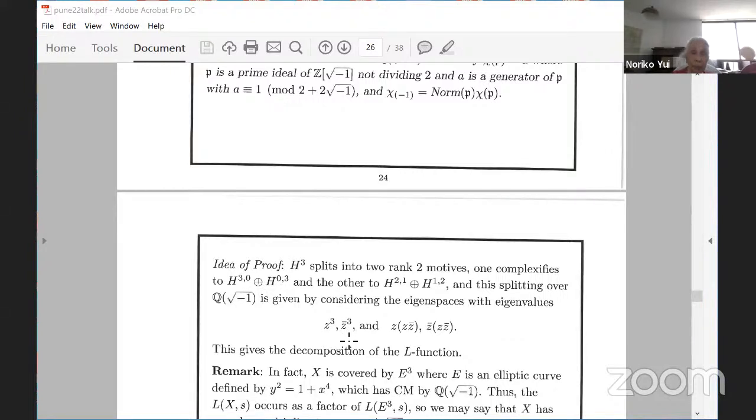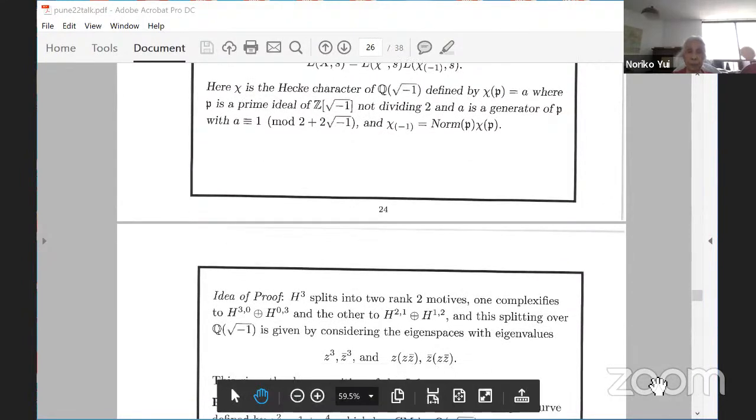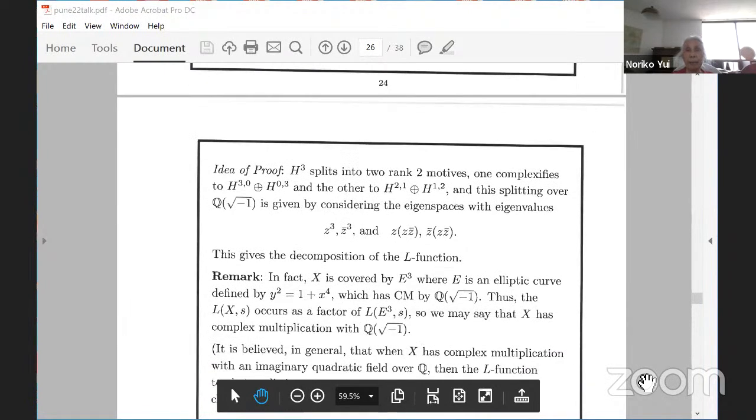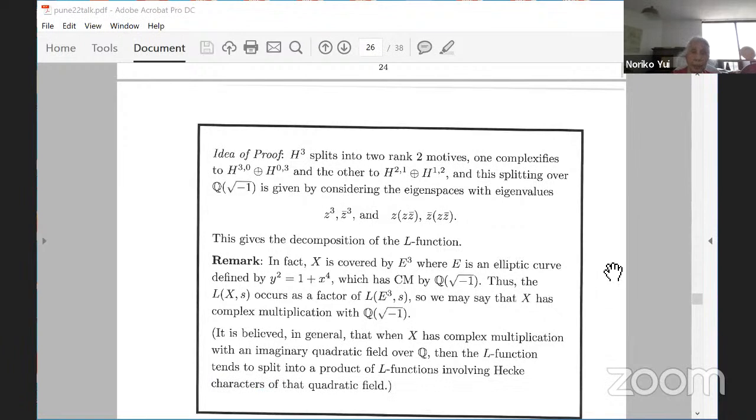The eigenvalues look like z cubed, z bar cubed. And then for H^{2,1} and H^{1,2}, the eigenvalues are just z, z bar. So this decomposition will give you the decomposition of the L function. But if you look at the geometry of this complete intersection in P^7, we'll see that our complete intersection X will be covered by a triple product of the elliptic curve E. E is defined by y squared equals 1 plus x to the 4, and this one has complex multiplication by Q adjoin square root of minus 1.